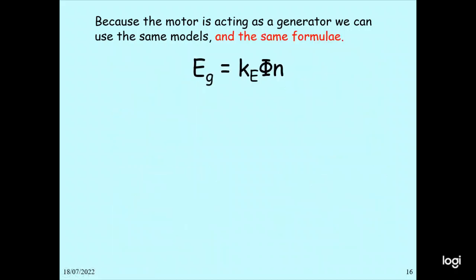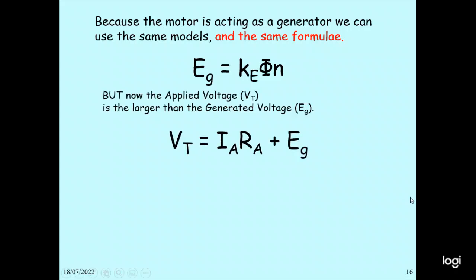For the motor acting as a generator, we can use a model. EG equals KE times phi times omega M, where K is a constant. In this case, the applied voltage is larger than the generator voltage. VD equals IA RA plus EG.